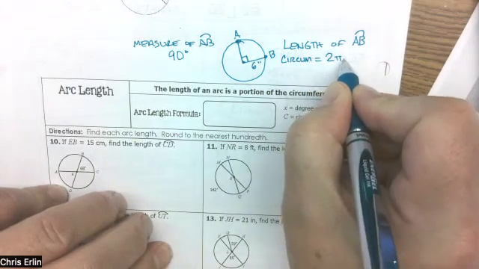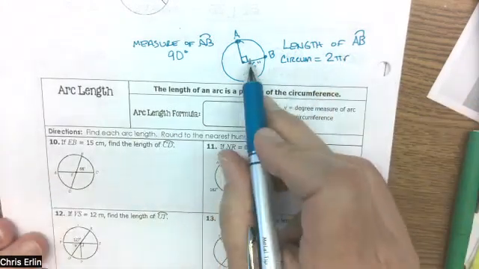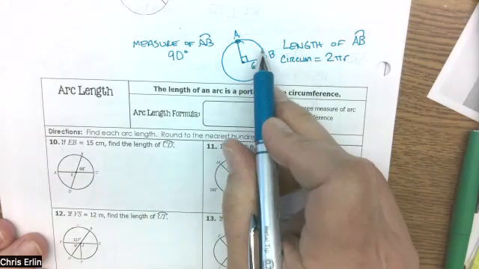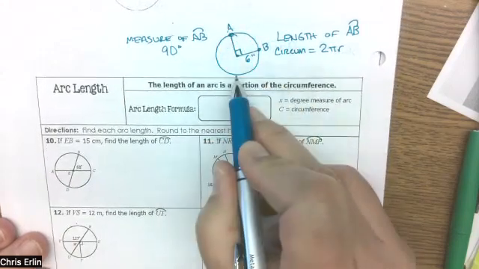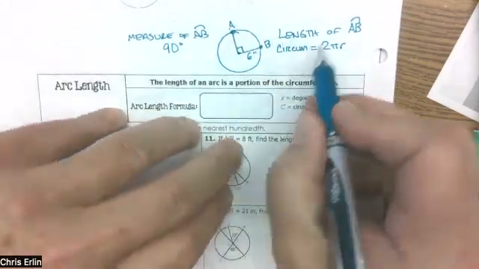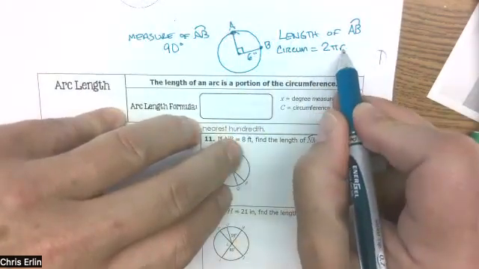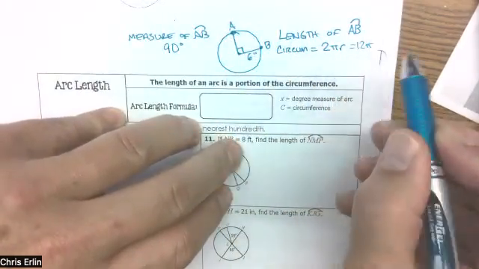The circumference is a formula, 2 pi r. It takes into account how wide the radius is because a bigger circle has a bigger length around. So in this case, the circumference would be 2 times pi times 6 or 12 pi.